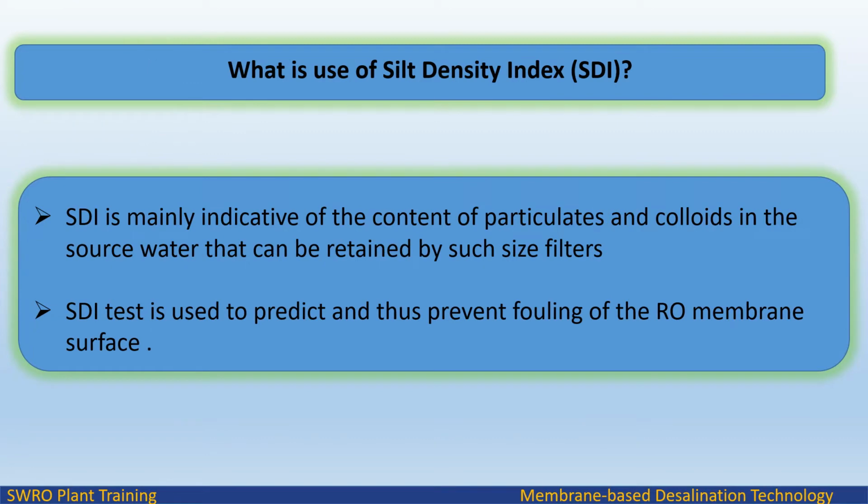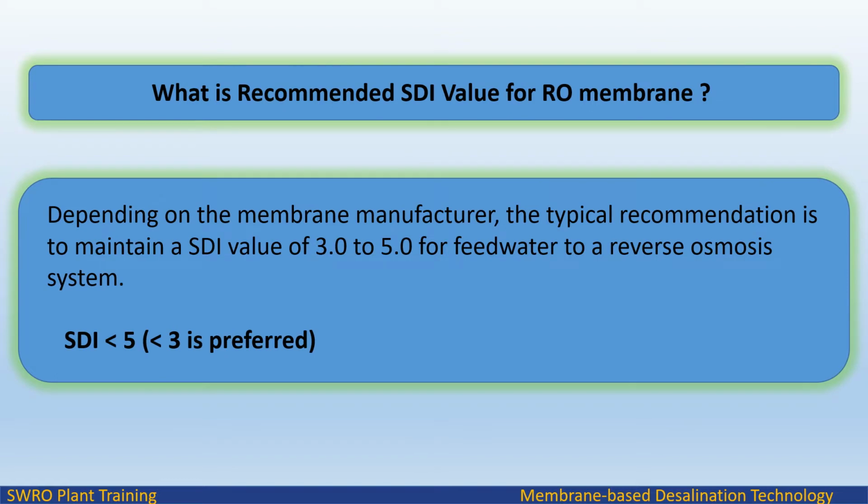What is the use of Silt Density Index (SDI)? SDI is mainly indicative of the content of particulates and colloids in the source water that can be retained by such size filters. The SDI test is used to predict and thus prevent fouling of the RO membrane surface. What is the recommended SDI value for RO membrane? Depending on the membrane manufacturer, the typical recommendation is to maintain an SDI value of 3.0 to 5.0 for feedwater to a reverse osmosis system.